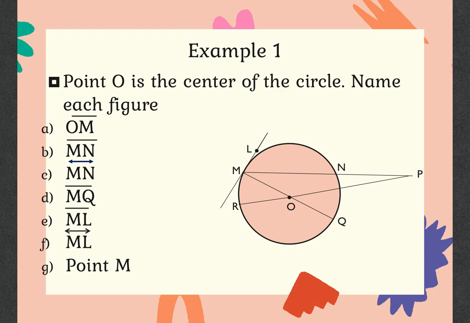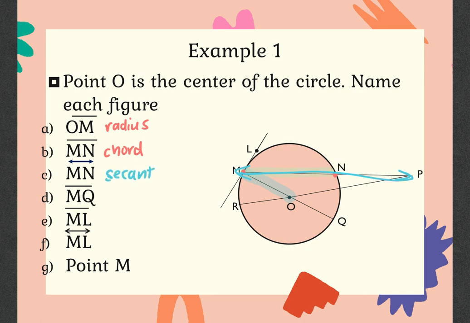All right, so example 1 says point O is the center of the circle. Name each figure. The first one is OM. OM would be a radius. Good. The second one is MN. Okay, why are there like two MNs? One goes through. Because one is a segment, so it stops at the endpoints. Good question. This is segment MN, which means it stops at the endpoints, which makes that a what? A chord. The next one has arrows, so it's saying go beyond this in both directions, which would make it a what? Good.